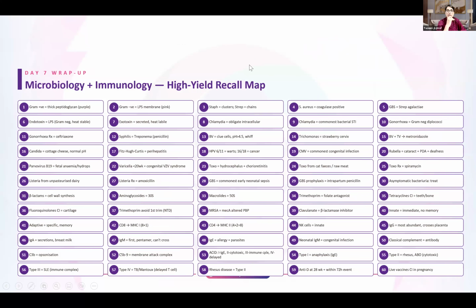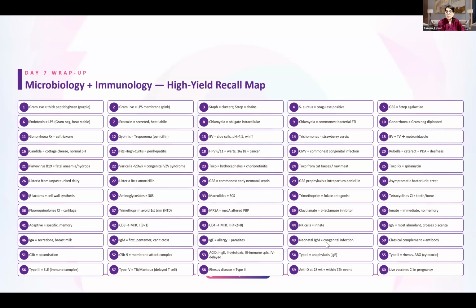So CD8 is basically expressed on major histocompatibility class 1. CD4 is class 2, major histocompatibility class 2. Natural killer cells are the innate immunity. IgG is the most abundant antibody which crosses placenta. Okay, and then IgA is present in the secretions. Okay, IgM is the first pentamer which cannot cross placenta. IgE is associated with allergy.